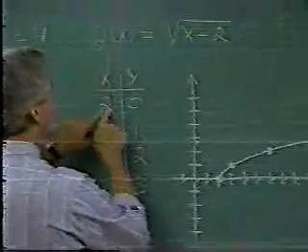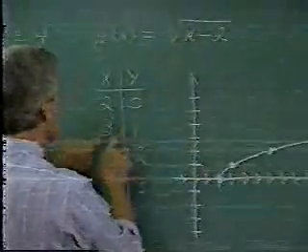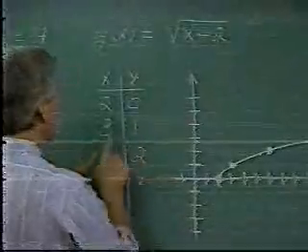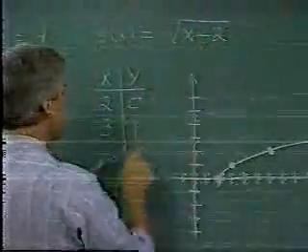Let's see. If x is 2, you see I have 2 minus 2 or 0 under the radical. The square root of 0 is 0. If x is 3, 3 minus 2 is 1. The square root of 1 is 1. If x is 6, 6 minus 2 is 4. The square root of 4 is 2.